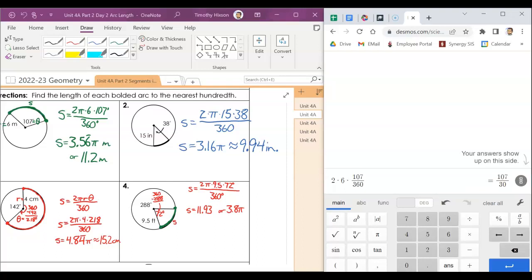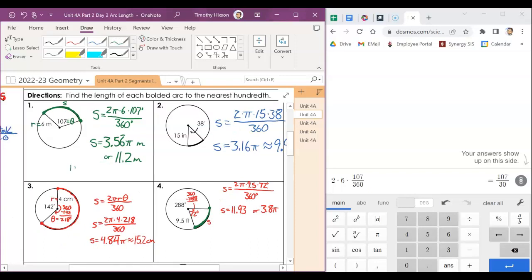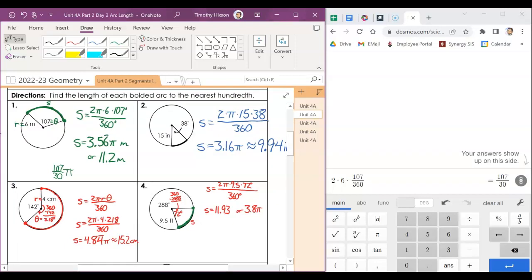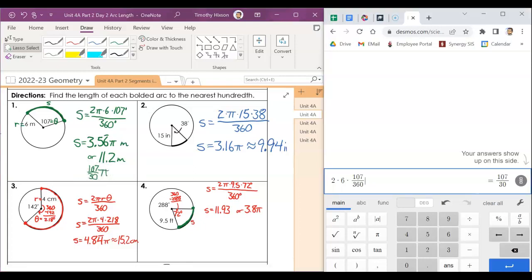It's okay if it's kind of a weird fraction. That happens. So our answer for this one, you would enter as 107 over 30 pi. That would be our solution for that one, okay? Now, if you do multiply by pi, you'd get 11.2 just like we did, but that's how Delta Math is going to want you to enter your answer, okay? I'll just run through it again a couple more times so you can see this.